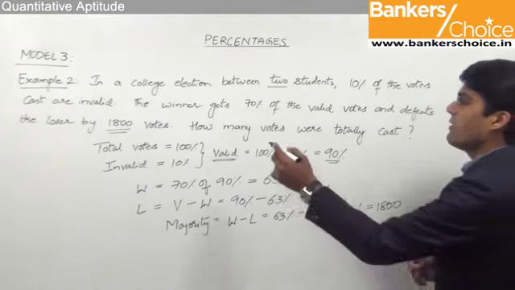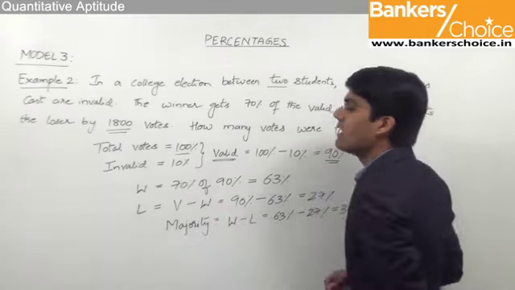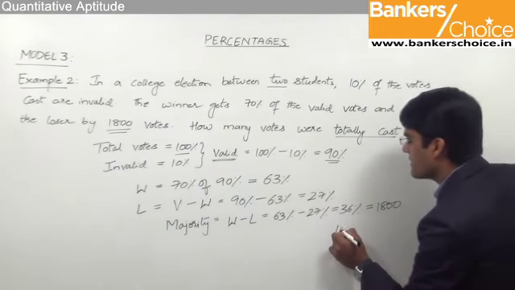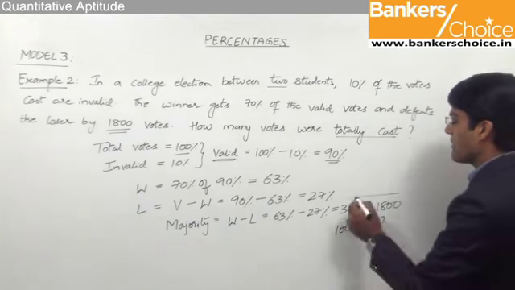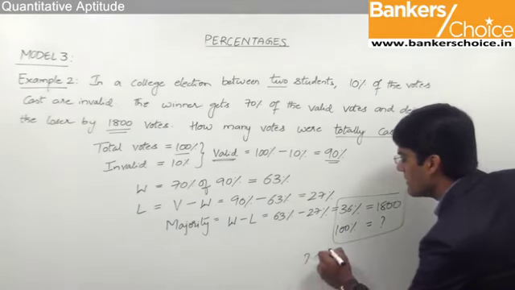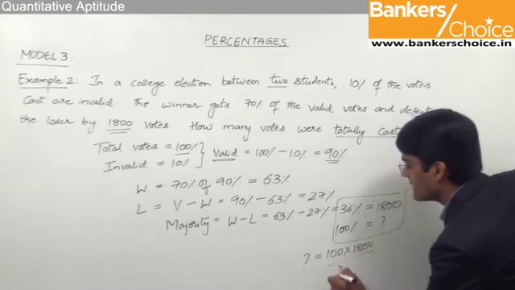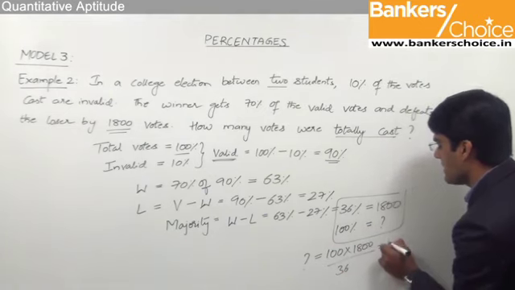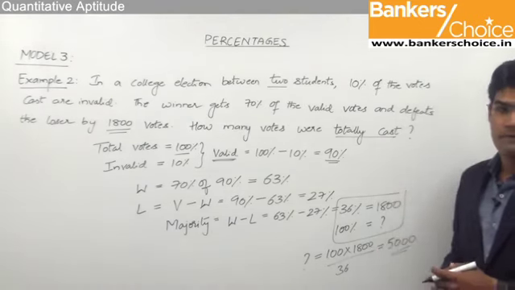We are supposed to find out how many votes were totally cast. We know that the total number of votes cast is 100%. So 100% will be equal to what? Again, by cross multiplication, we can find out the required answer. The total number of votes here will be equal to 100 into 1800 upon 36, which comes out to be 5000 votes. So the total number of votes cast is 5000.